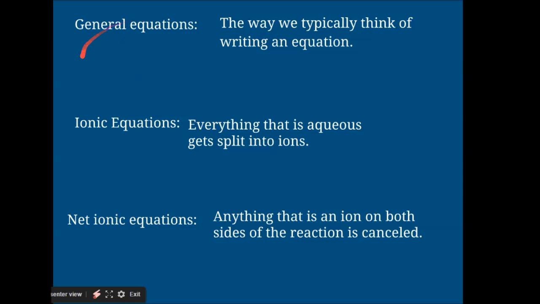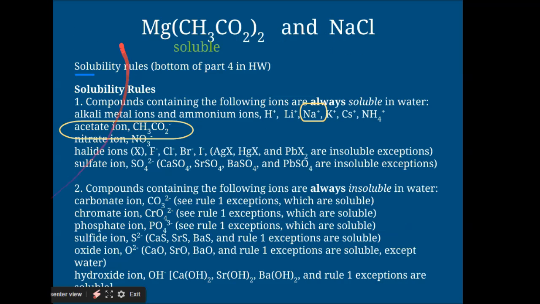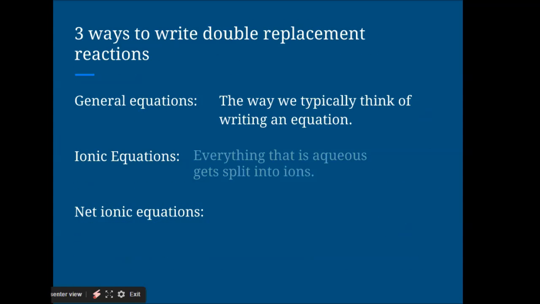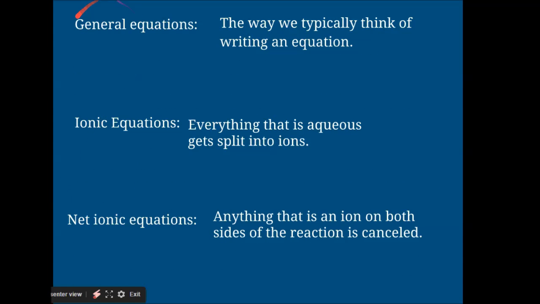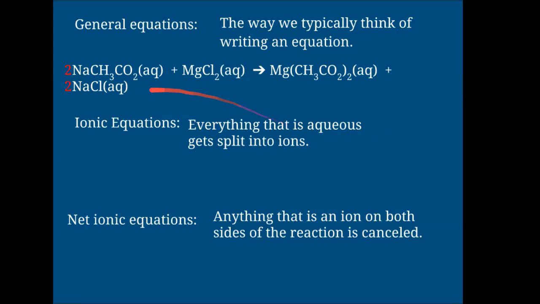All right, so let's go back and look at this reaction again, and we'll write it out all the different ways. General equation: you got sodium acetate plus magnesium chloride produces magnesium acetate and sodium chloride. All of them are aqueous.